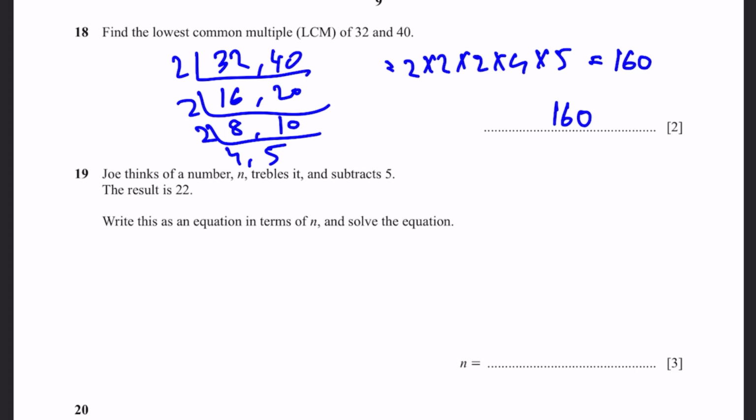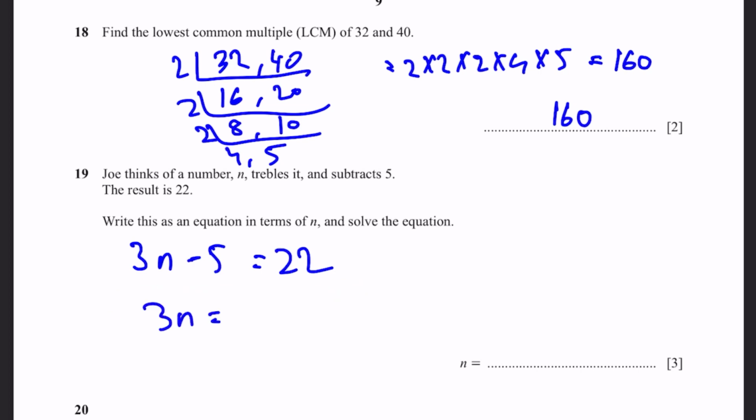Joe thinks of a number and trebles it, which means multiplies by 3, and subtracts 5. The result is 22. Write this equation in terms of n and solve the equation. So Joe thinks of a number n. He trebles it, which means multiply by 3n, and subtracts 5. The answer is 22. Now we formed an equation, now we can solve it.